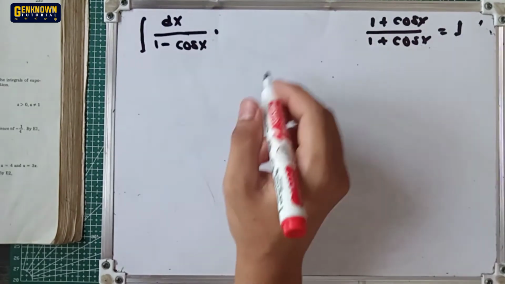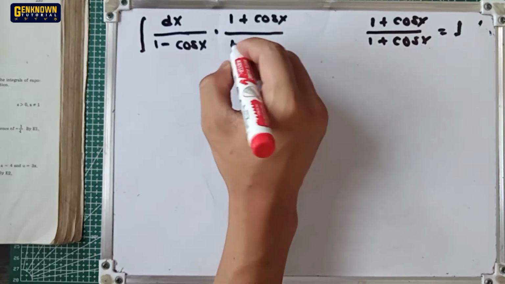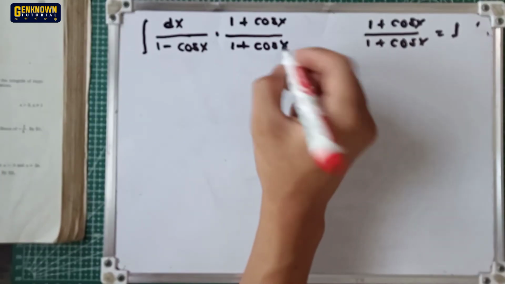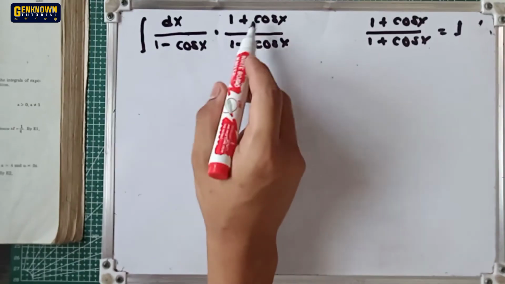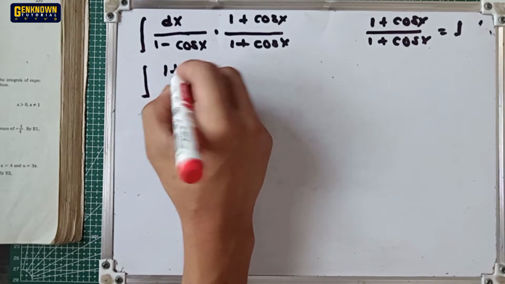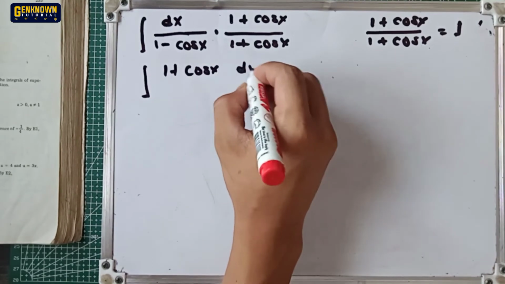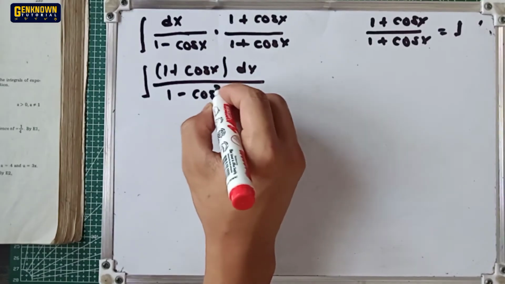Multiply by 1 plus cosine x over 1 plus cosine x. Itong sa denominator ay FOIL method yan, at ito naman ay direct multiplication lang. So, bali magkakaroon tayo ng integral of 1 plus cosine x dx over 1 minus cosine squared x.